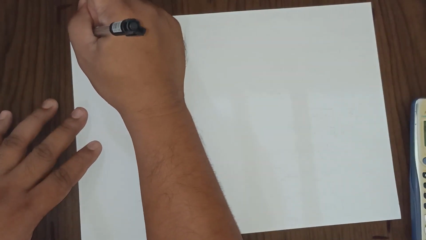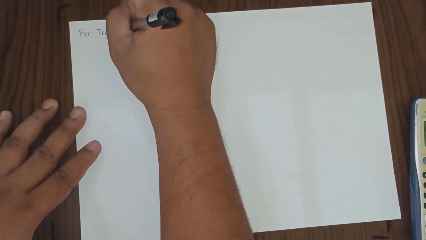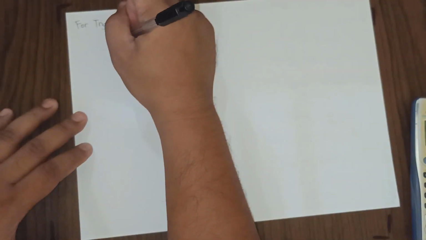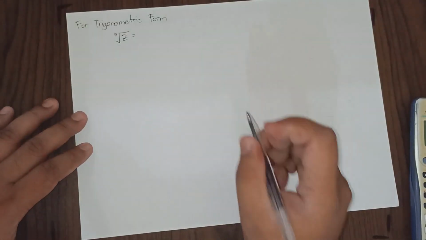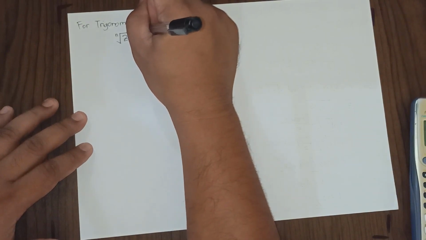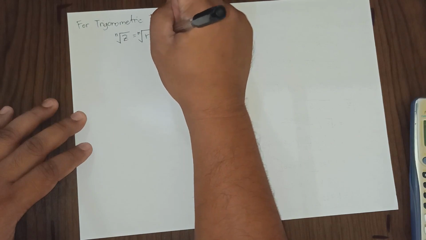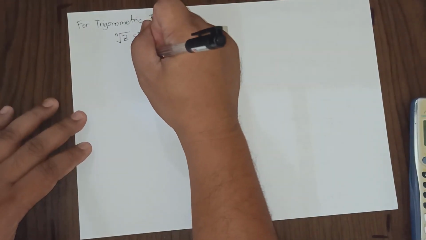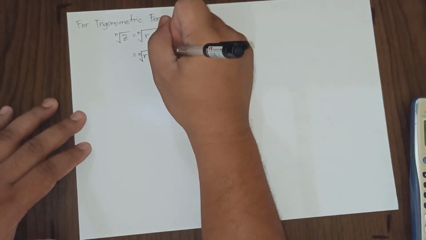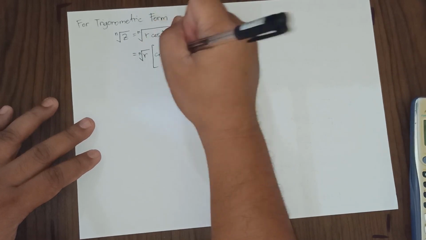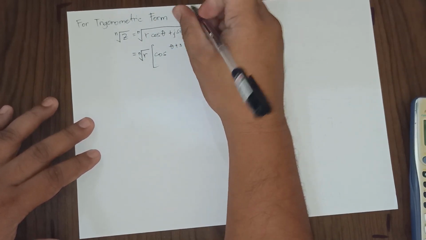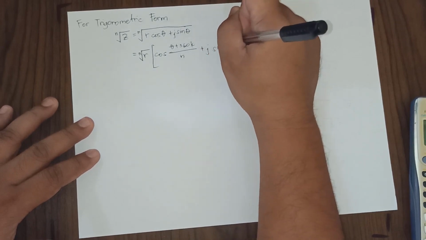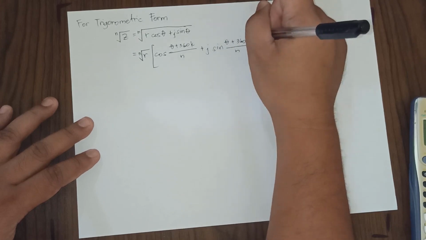For trigonometric form, if z and root is equal to the nth root of r cosine theta plus j sine theta, that is just equal to the nth root of r, cosine of theta plus 360k all over n, plus j sine of theta plus 360k all over n. Ayan.